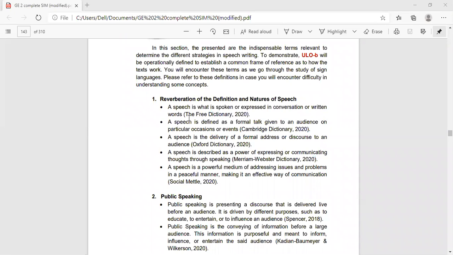A speech is what is spoken or expressed in conversation or written words. A speech is defined as a formal talk given to an audience on a particular occasion or event. A speech is the delivery of a formal address or discourse to an audience. A speech is described as the power of expressing or communicating thoughts through speaking. And a speech is a powerful medium of addressing issues and problems in a peaceful manner, making it an effective way of communication.